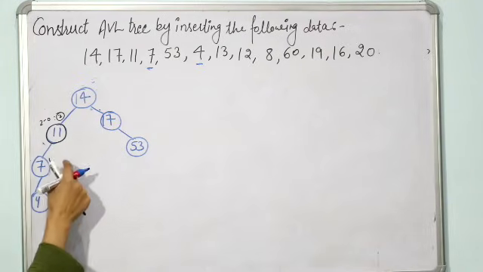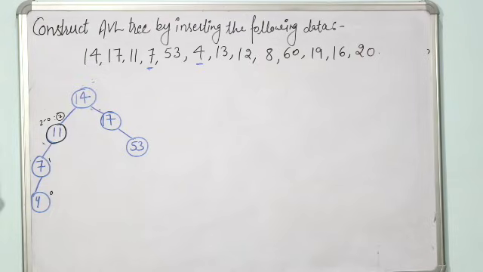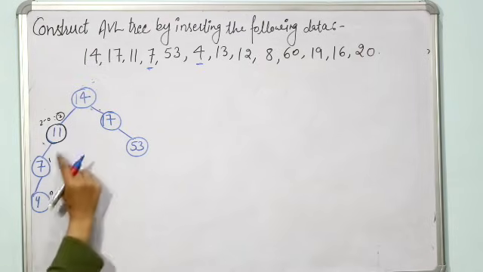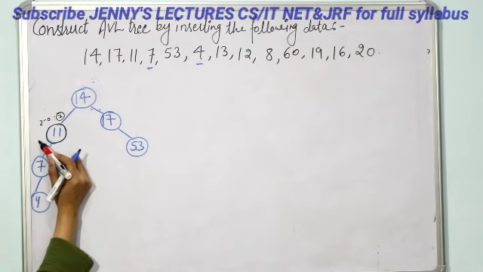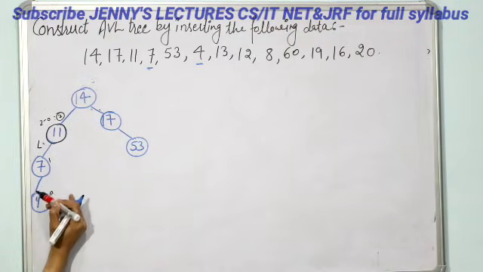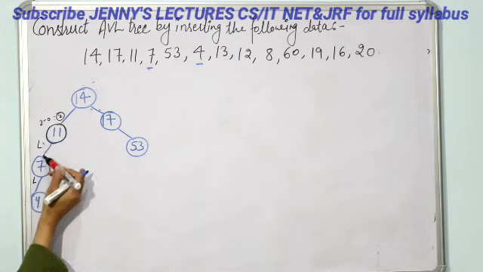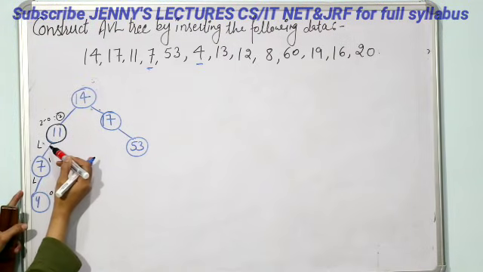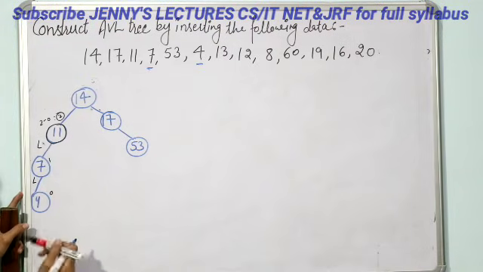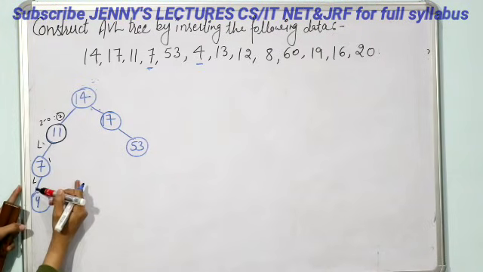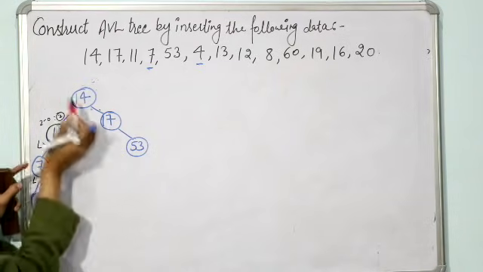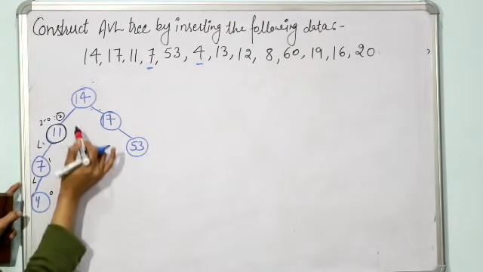Now how to balance this tree? See, find out why this tree is unbalanced. This tree is unbalanced because of this left insertion and again left insertion. Left and again left. So you can say this is an LL rotation. And how to solve an LL rotation? Only one right rotation is needed. Right means like this.